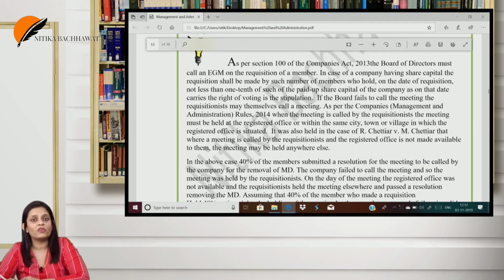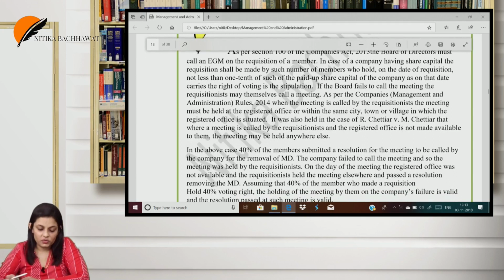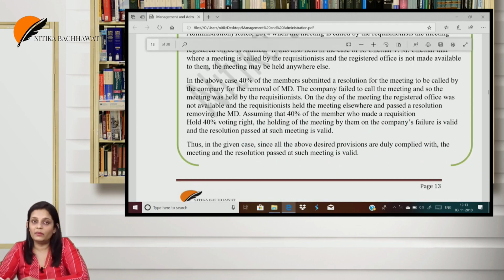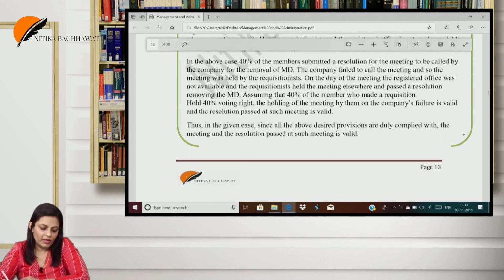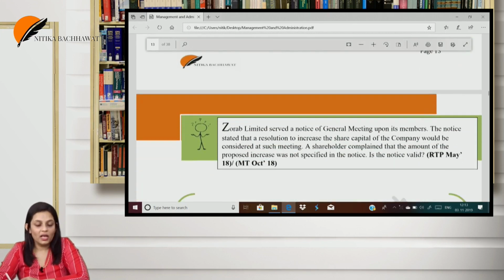In fact, in the case of R. Chettiar versus M. Chettiar, this was the detail of the case. It was held that the meeting can be held anywhere else. Since all the above desired provisions are duly complied with, the meeting and the resolution passed shall be valid.